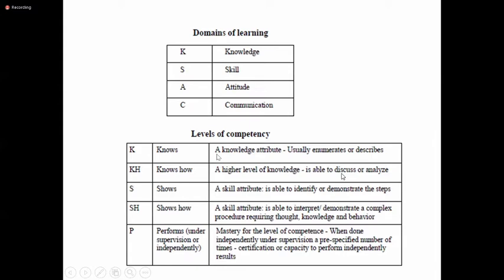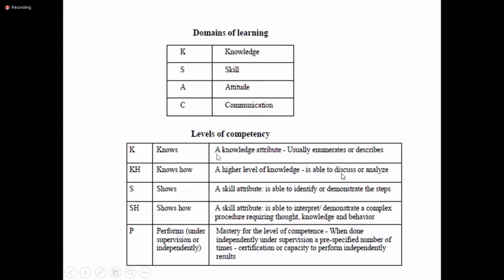It's a higher level of knowledge in which the person is able to discuss or analyze the things. Next level of competency is shows. Shows is a skill attribute. That is, the person is able to identify or demonstrate few of the steps of a procedure, steps of history taking, steps of an examination, steps of various experimental techniques. All those come under shows. Usually this is a skill attribute.